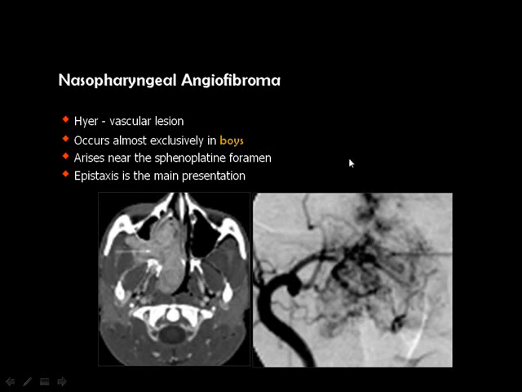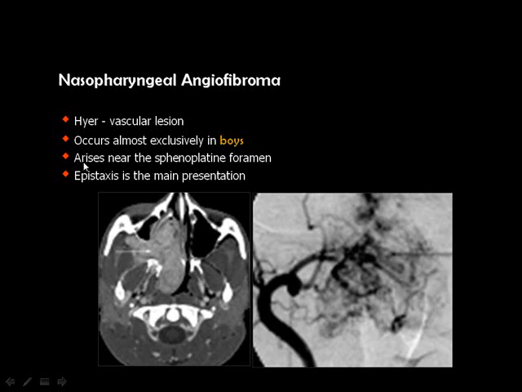One of the lesions that are intimately related to the region of the paranasal sinuses is the nasopharyngeal angiofibroma, and this is a very vascular lesion that is almost exclusively seen in boys, in spite of a few recently reported cases in females.